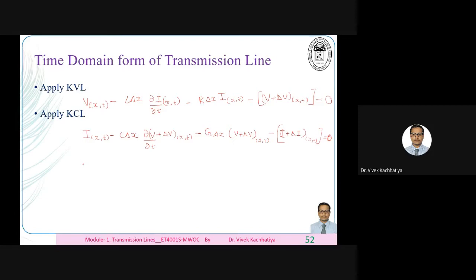So now what will be my steps? Step number 2: I have found KVL and KCL. Now another step is, since this delta x is coming into the picture, we have to divide by delta x. Divide this equation by delta x and apply the limit delta x tends to 0. When you divide and apply the limit delta x tends to 0, delta v of x comma t divided by delta x.